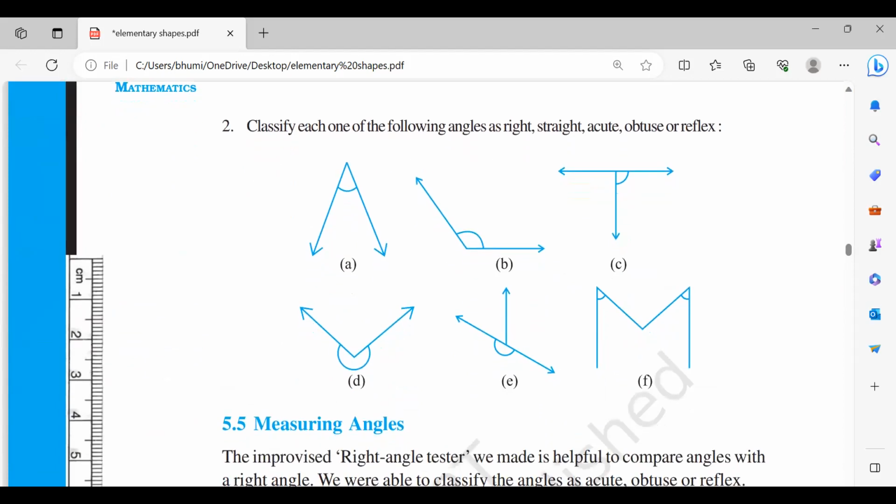Coming to next, classify each one of the following as right, straight, acute, obtuse. A is acute, B is obtuse, C is right, D is reflex, E is straight, and it is acute, both.